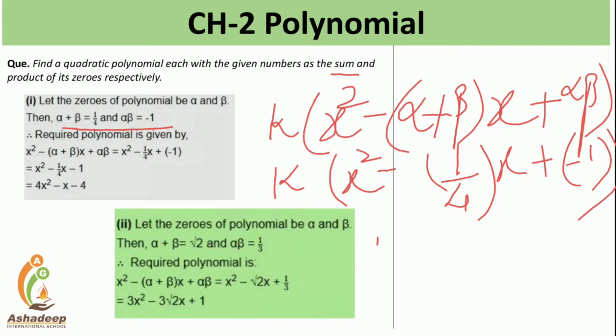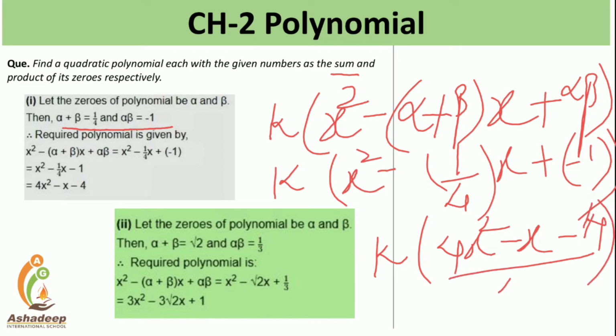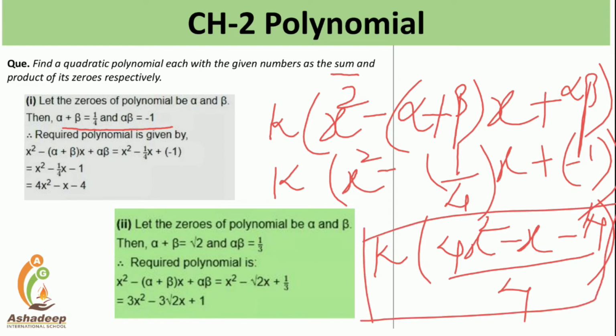So now let's take the LCM. So it's 4x square minus x minus 4, and in the denominator, that is 4. So this is our answer. See here, k is not mentioned in the solution, but we need to mention the k, so that you need to keep in mind. It is compulsory, you need to mention k over here, right?